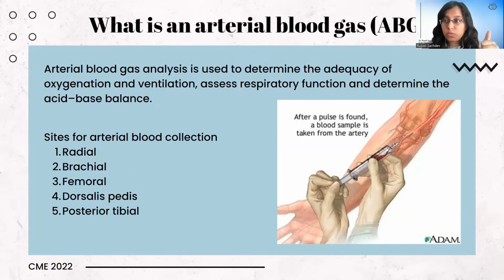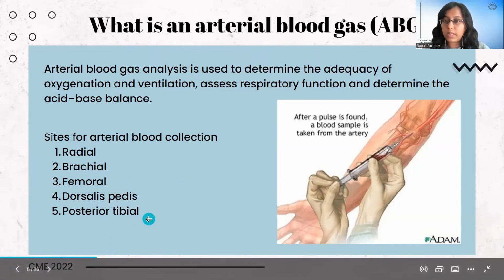Okay. Now, what are the sites for arterial blood collection? You have radial, which is most commonly used, brachial, femoral, dorsalis pedis, and posterior tibial. I have personally never seen dorsalis pedis and posterior tibial used, but I'm sure at some point in the ICU, when you run out of sites where you can do an ABG, they would need to do a dorsalis pedis or posterior tibial collection. Why do we prefer radial?